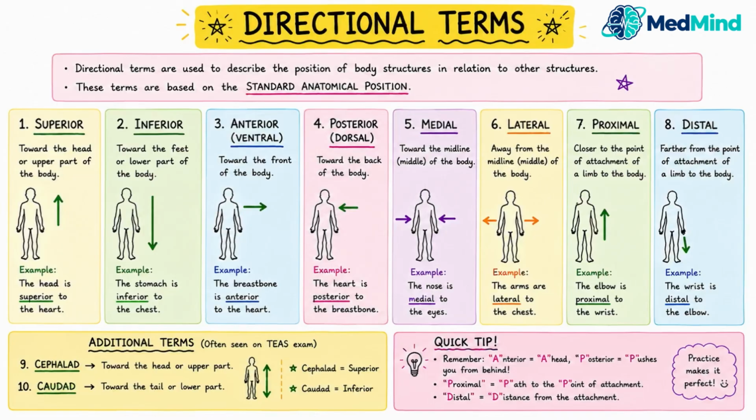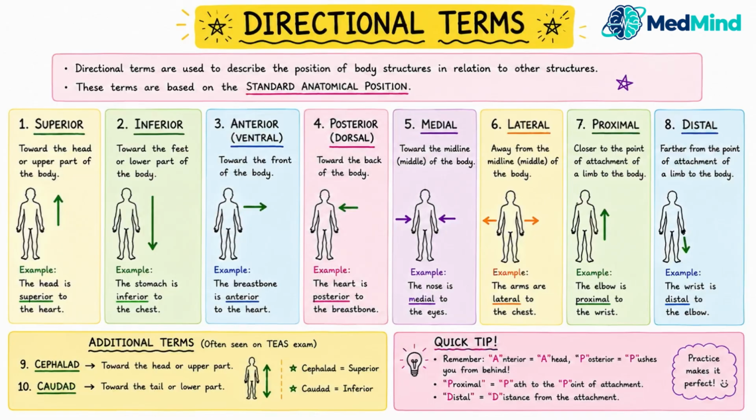Our third position is anterior. Anterior means towards the front of the body. Think of the front of your body when you are looking in the mirror. For example, the breastbone, also called the sternum, is anterior to the heart because it's located in front of it. Or for another example, your kneecap is on the anterior side of your leg.